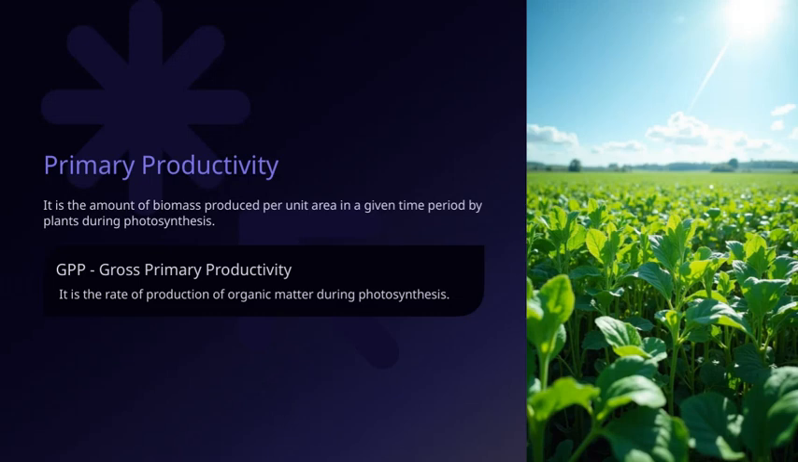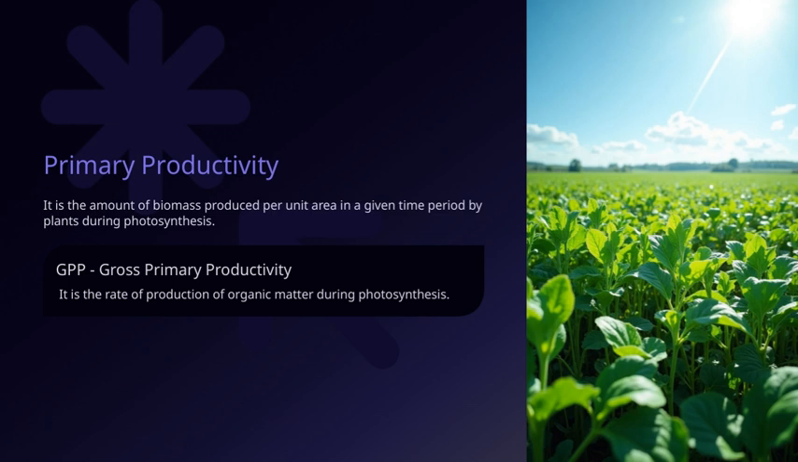Now, let's talk about what primary productivity actually is. It refers to the rate at which organic matter is produced during photosynthesis. In other words, it's how much biomass plants generate over a certain area and time period. When we say GPP, which stands for gross primary productivity, we're referring to the total amount of energy or organic material that plants produce before any is used for their own growth or respiration. This is a crucial concept because it helps us understand the overall energy input into ecosystems.